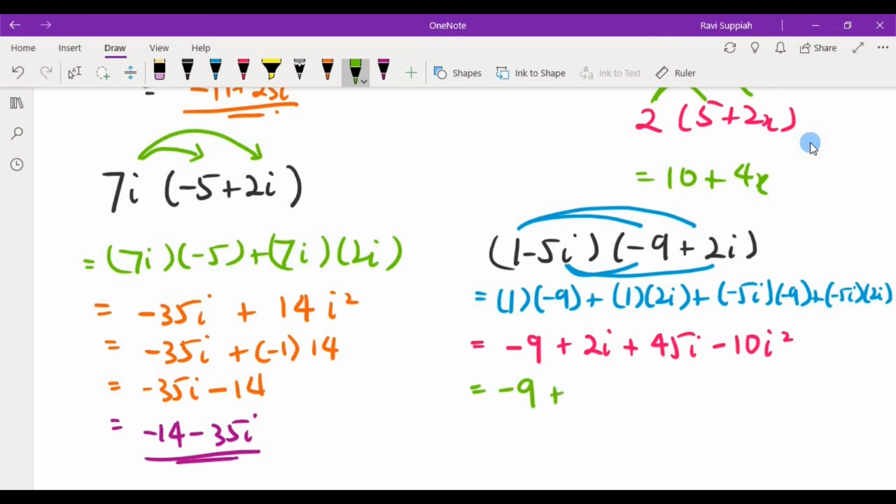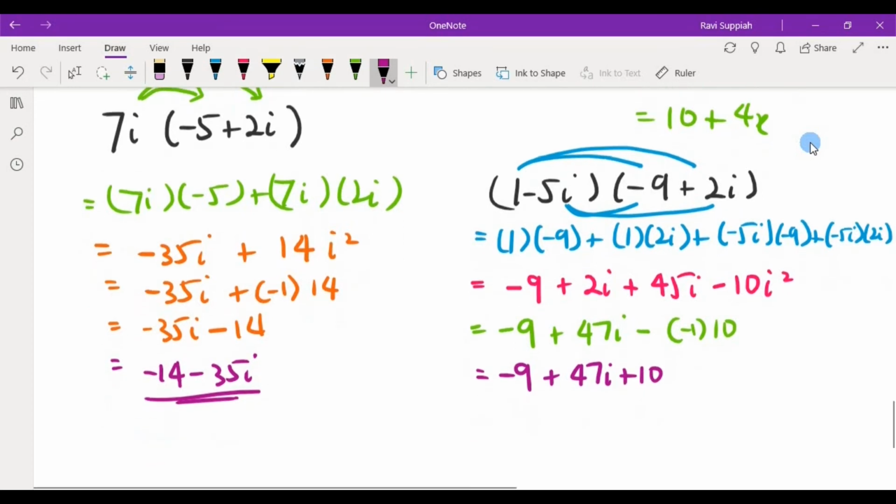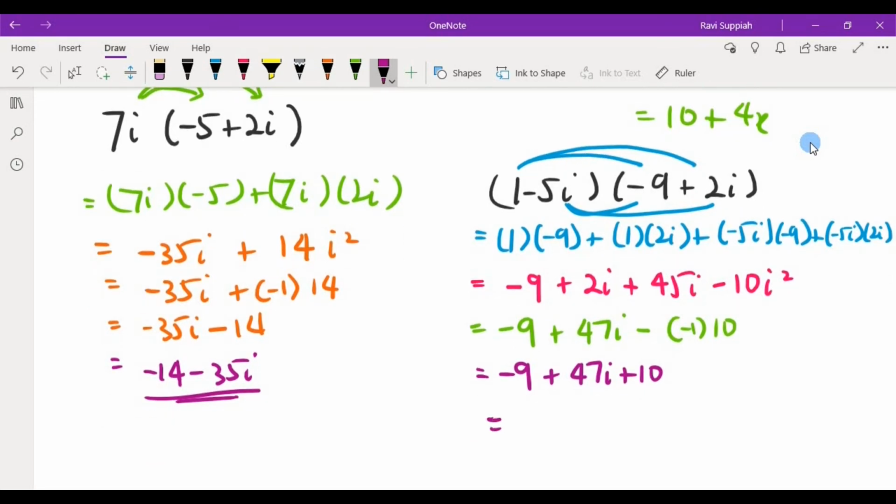So negative 9 plus 47i, i squared is minus 1, so negative 1 into 10. So this is what I mentioned just now, where if you have a negative sign in front, it's good to put the bracket so that when you open up you get the correct sign. Minus 9 plus 47i plus 10, which gives us 1 plus 47i.